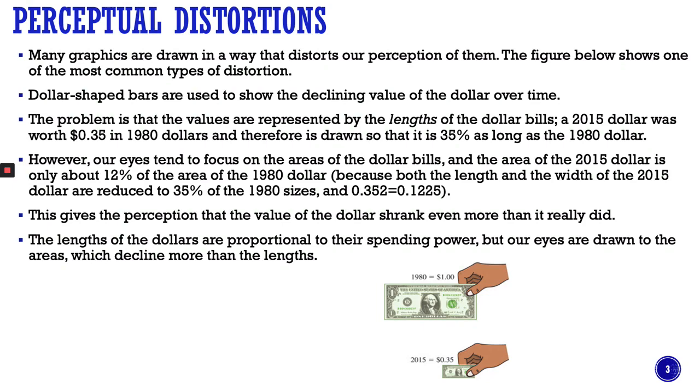And the area of the 2015 dollar is about 12% of the area of the 1980 dollar, because both the length and the width are reduced by 35% of those 1980 sizes. So really, instead of looking at 35% of it, we are looking at 12% of that big picture. This gives the perception of the value of the dollar shrinking even more than it really did. The lengths of the dollars are proportional to their spending power, but our eyes are drawn to the areas, which decline more than the lengths.